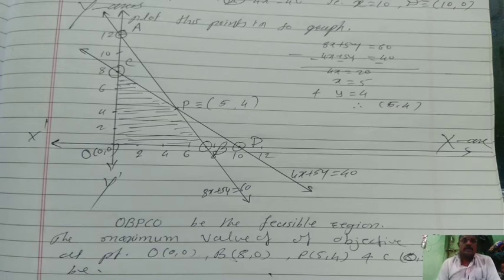We have to join A, B and C, D. We have to get two lines: first line is 8x plus 5y is equal to 60 and second line is 4x plus 5y is equal to 40. For these two lines we have to get point of intersection of these two lines, which is P. Then we have to see the feasible region.